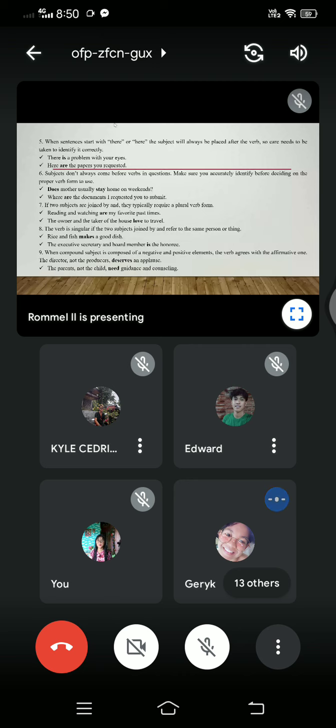For example, rice and fish makes a good dish. The executive secretary and board member is the honoree. Number 9. When a compound subject is composed of negative and positive elements, the verb agrees with the affirmative one. For example, the director, not the procedures, deserves an applause. The parents, not the child, need guidance and counseling.